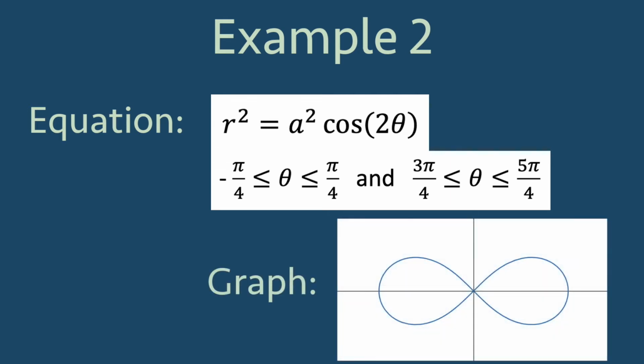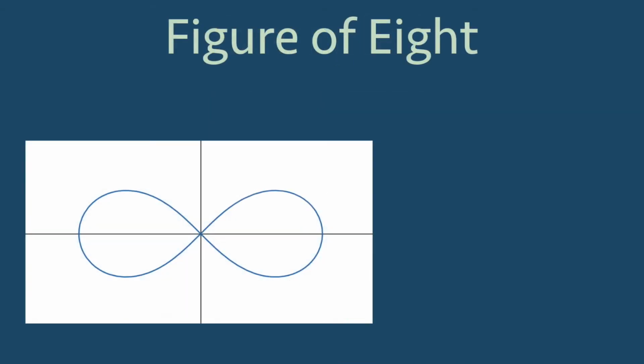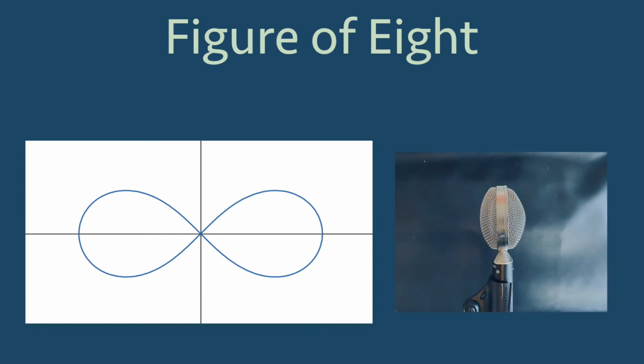There are other polar equations that give similar graphs, but all of them are related to each other by rotations of this simple graph. A microphone that is figure of 8 is also referred to as a pressure gradient microphone, since it responds to the difference in air pressure from the two sides. When looking at the graph, you can imagine the microphone at the origin, and it has two halves, one facing right and the other facing left.